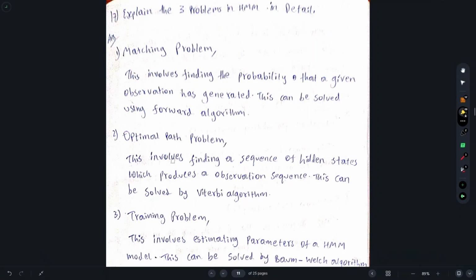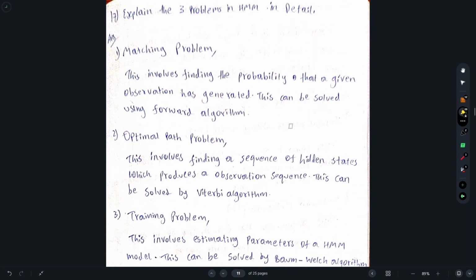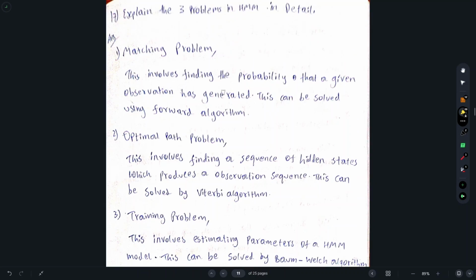Now explain the three problems in HMM in detail. HMM basically has three problems: the matching problem, the optimal path problem, and the training problem. The matching problem involves finding the probability that a given observation has been generated. This can be solved by using the forward algorithm.